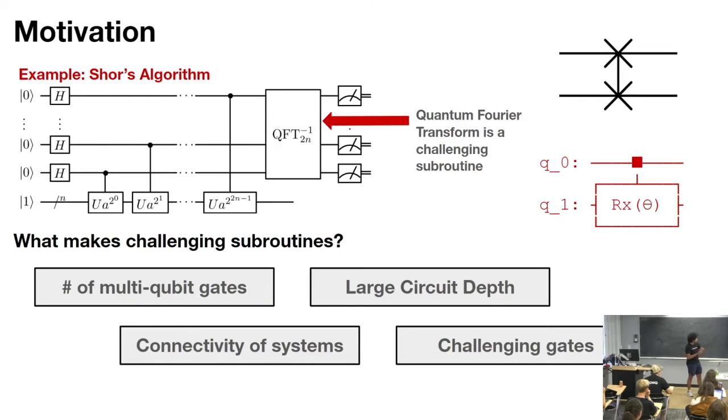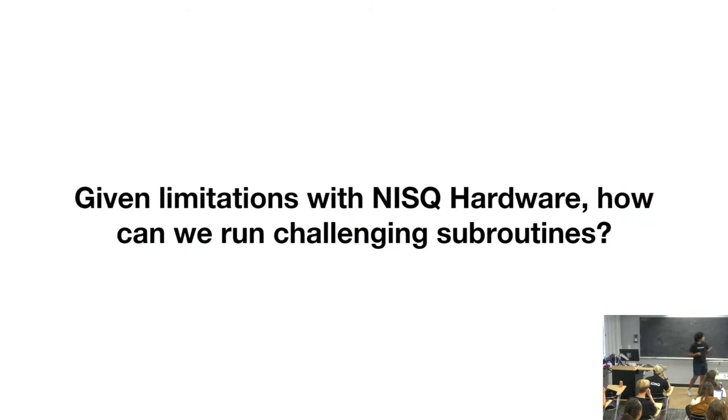All of these factors prevent subroutines from being implemented on our current computers, which are in the NISQ era, the noisy intermediate scale quantum era. So the question is, if we have these limitations with our current systems, how can we run these challenging subroutines? The answer is, although we cannot, we can approximate them to a relatively high fidelity.